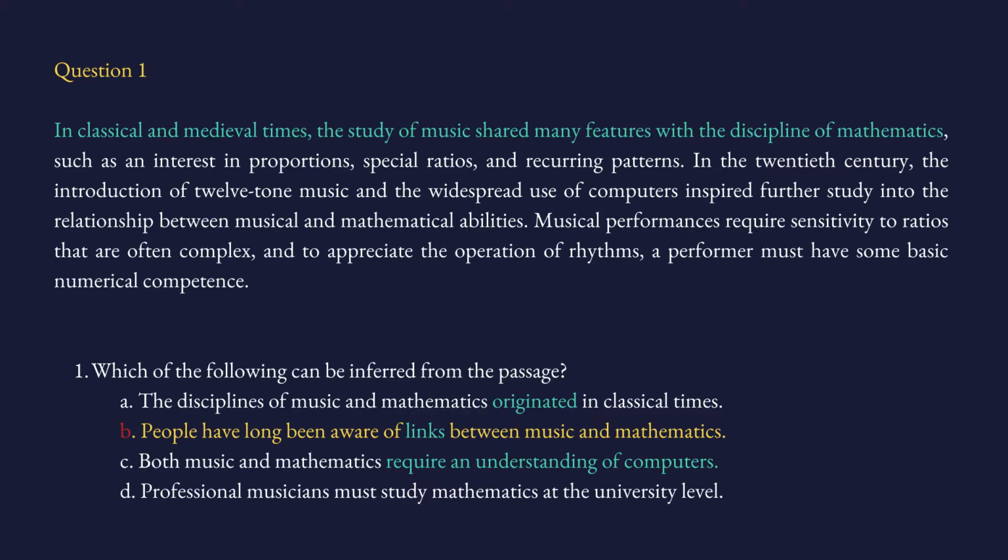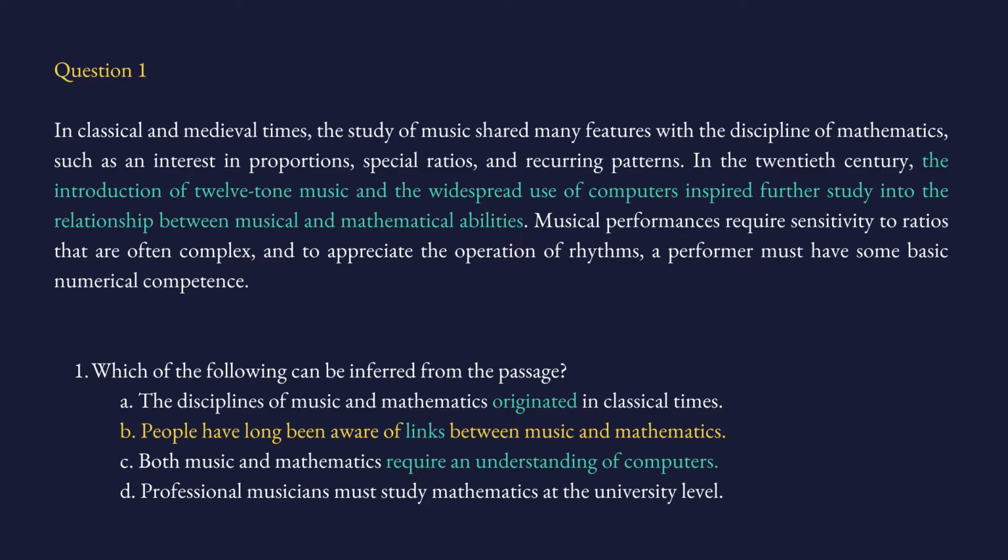People have long been aware of links between music and mathematics. So, if in classical and medieval times the study of music shared many features with the discipline of mathematics, it means that people were aware of this link. And we also see this here. It says the introduction of the 12-tone music and the widespread use of computers inspired further study into the relationship between music and mathematical abilities. So people were aware of this connection and were using it, were studying it.